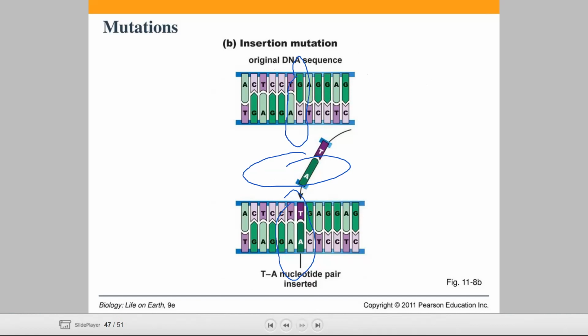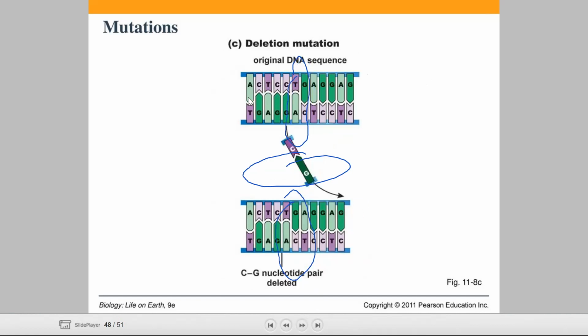Next one, deletion. The original has 12 pairs of letters. Now it becomes only 11 because the CG nucleotide pair is now deleted. It's now removed. This one is double CG right here and here. Now you only have one. So that is called deletion mutation.